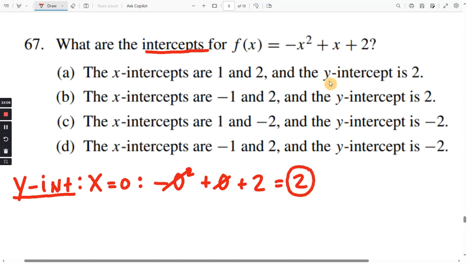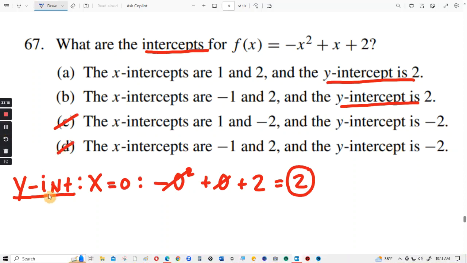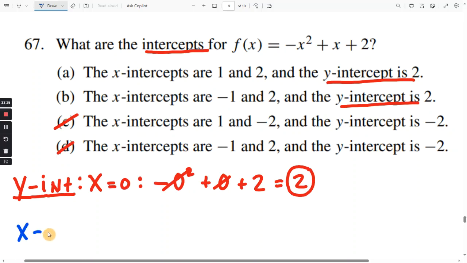So we have this one and this one. Here it says negative 2, so it's not C or D. All right, so we did the y-intercepts. Let's do the x-intercepts. For the x-intercepts, y equals 0. So that means this f of x, that's basically your y. This side of the equation is going to equal 0. So this whole thing is going to equal 0.